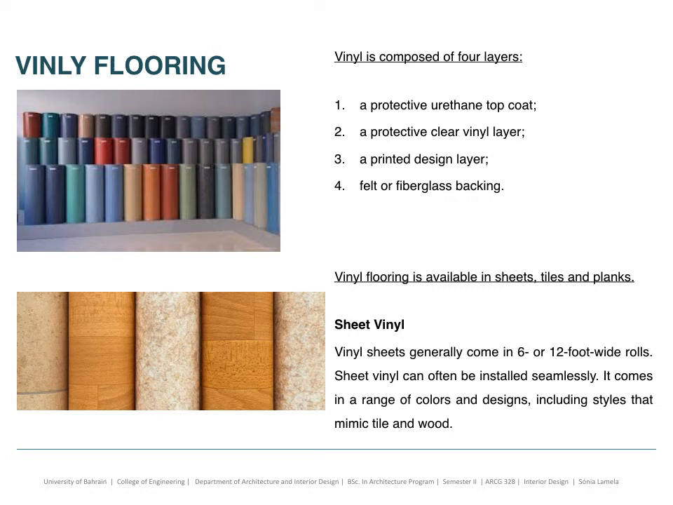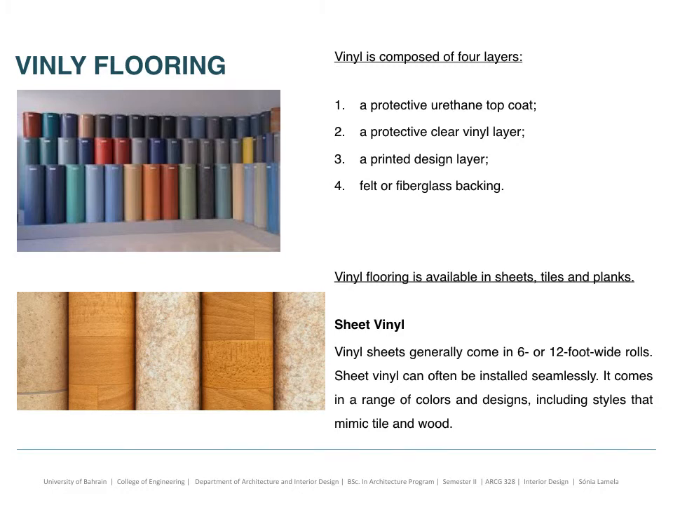Vinyl is composed of 4 layers. It has a protective urethane top coat, then a protective clear vinyl layer, a printed design layer, and then a felt or fiberglass backing. It's available in sheets, tiles, and planks. You have here the sheets. Normally they come in rolls, and they can be installed seamlessly.